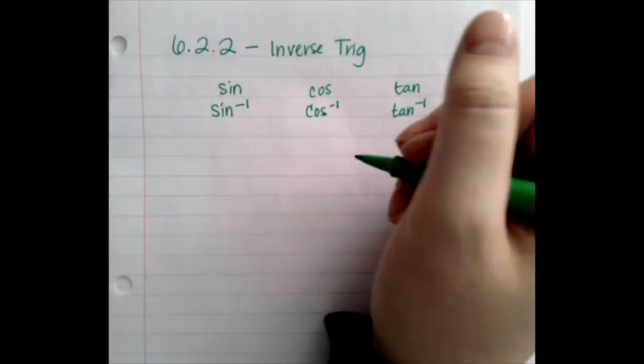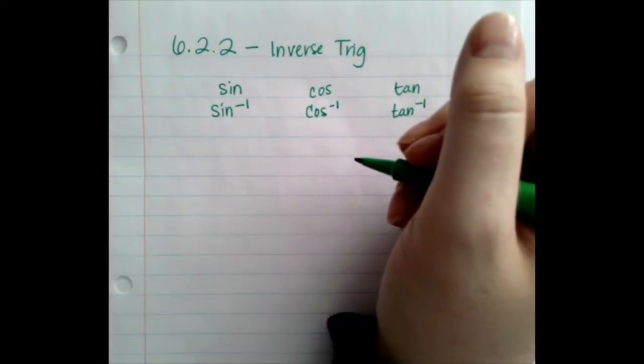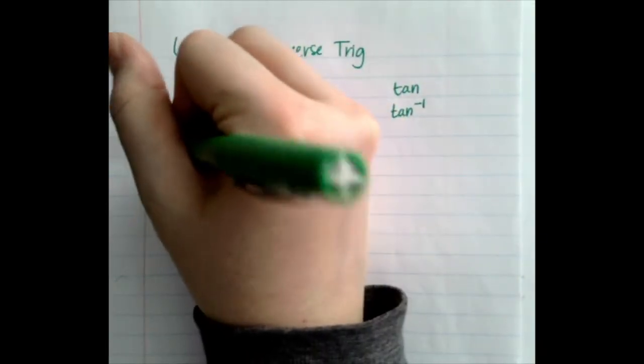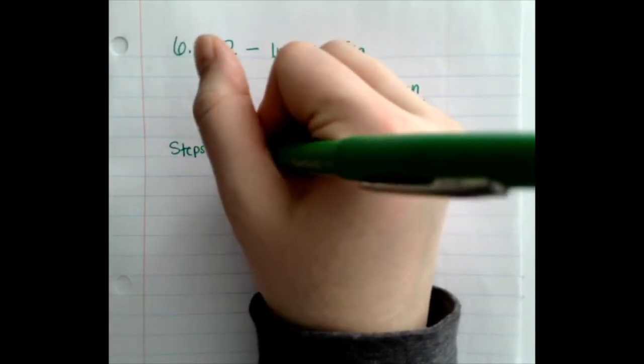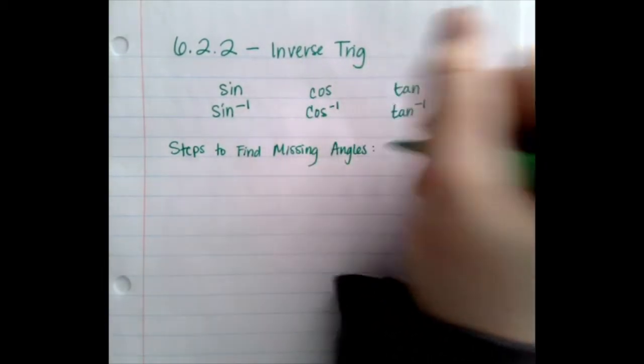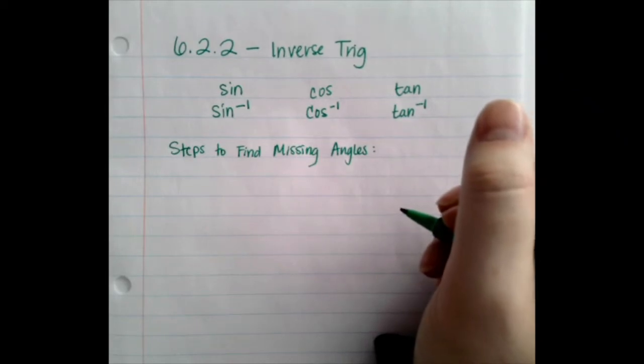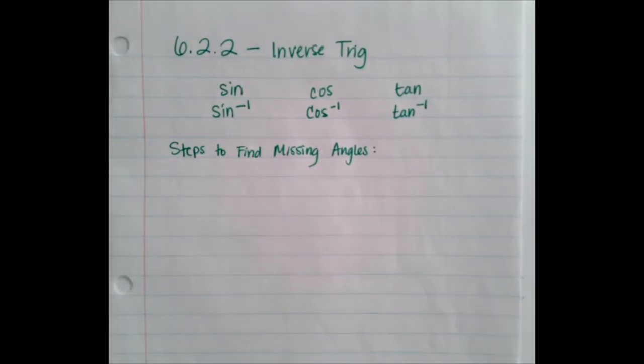What we're going to use this for is finding missing angles in right triangles. We're going to write some steps out before we start. Steps to find missing angles. We are going to be finding missing sides as well using this later this week.